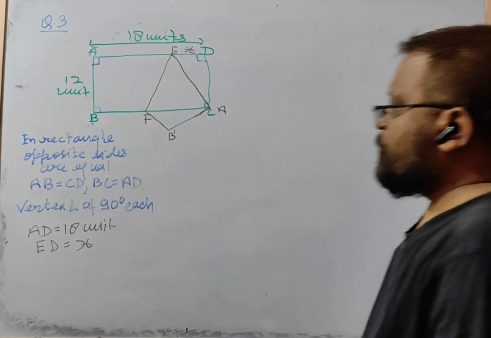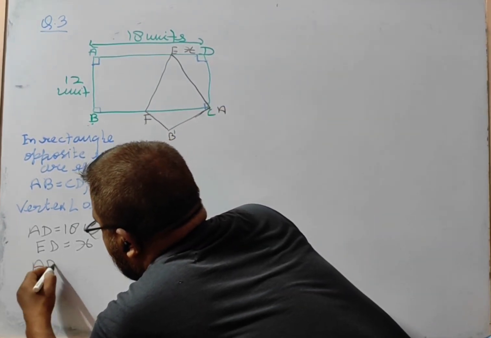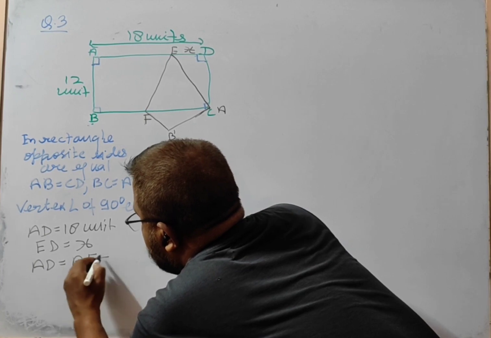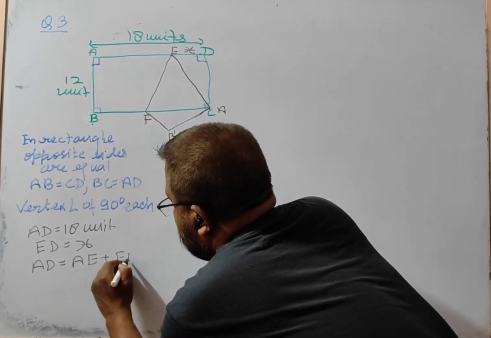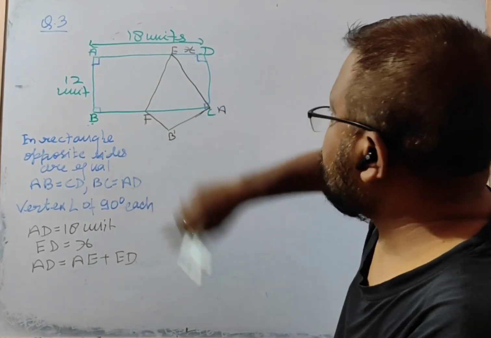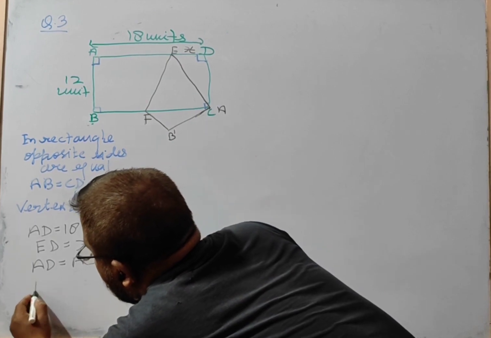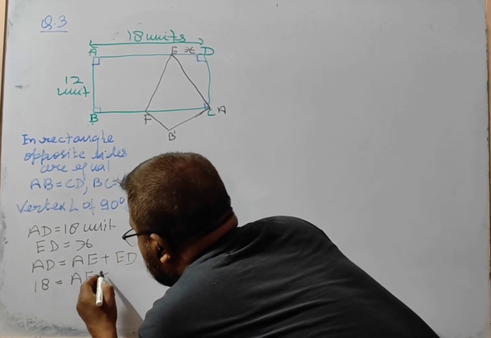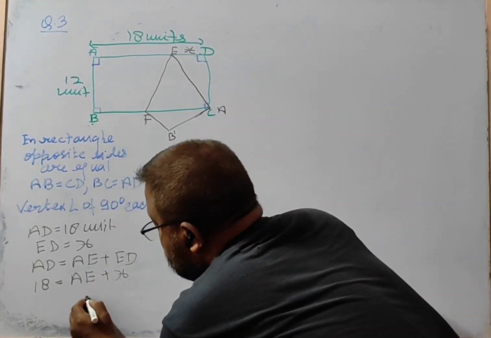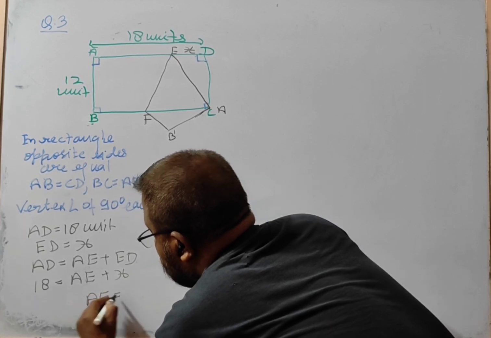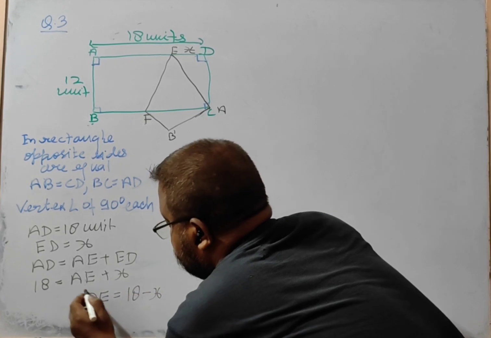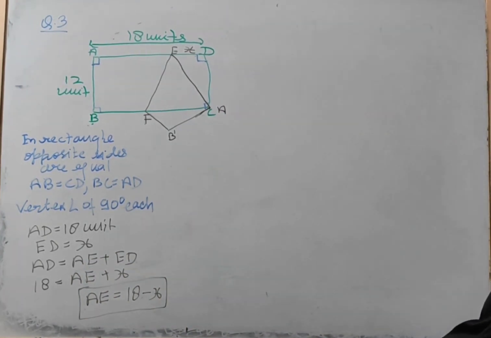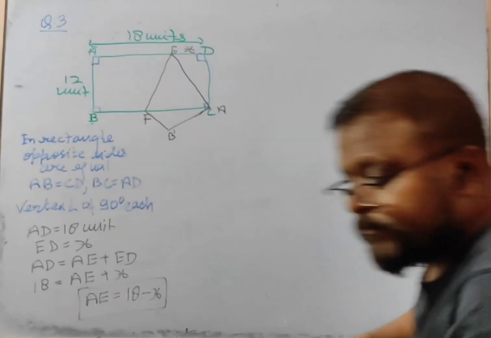So AD is equal to AE plus ED, right? And AD is 18, so I write here 18 is equal to AE, which we have to find out, plus X. So AE is equal to 18 minus X. Getting? AE is equal to 18 minus X. Yeah?